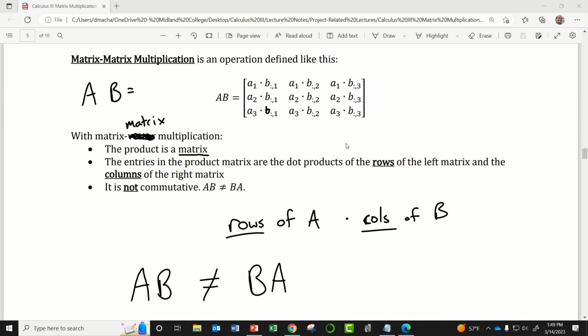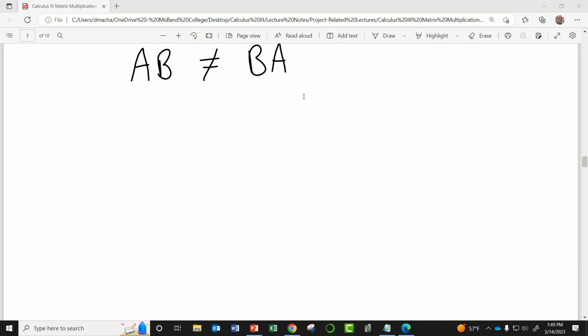Next, we moved on and we were talking about matrix multiplication. And so if you have 2 matrices and you want to multiply them, then the product is itself going to be a matrix. Matrix multiplication is not commutative, so it really does matter which matrix is on the left and which matrix is on the right. And the entries in the product matrix are going to be the dot products between the rows of the left matrix and the columns of the right matrix.